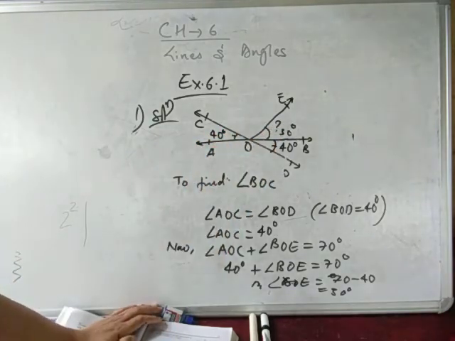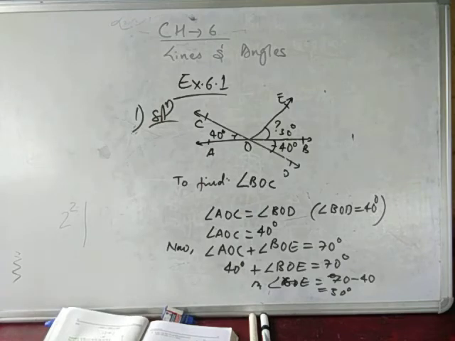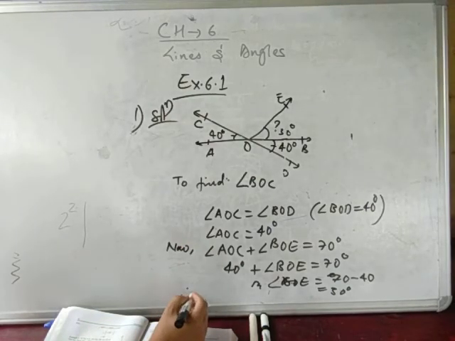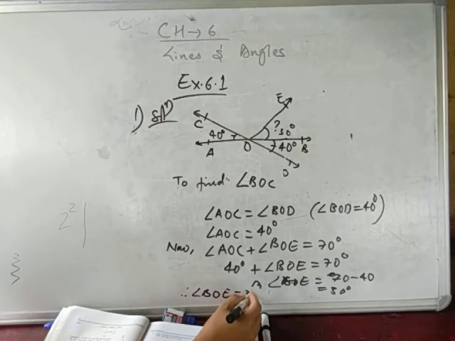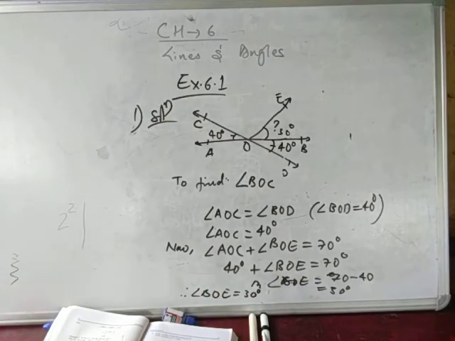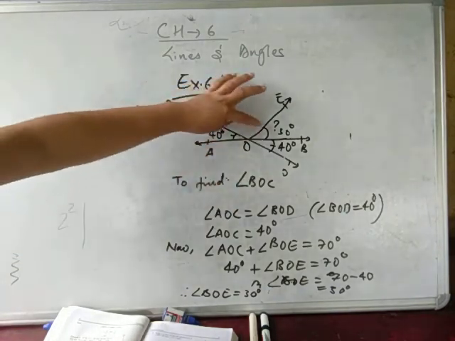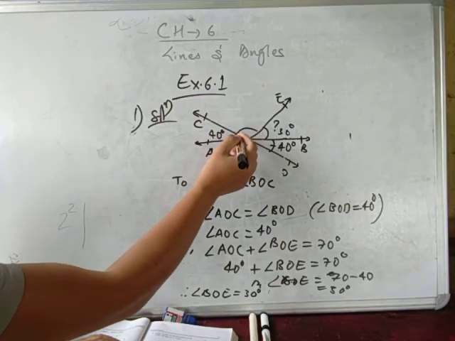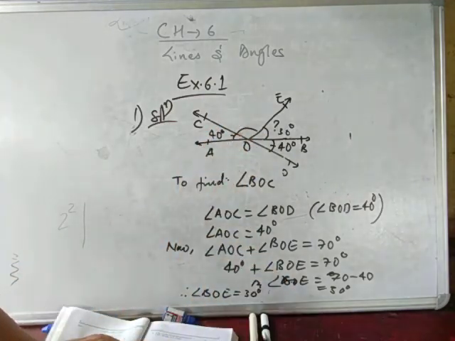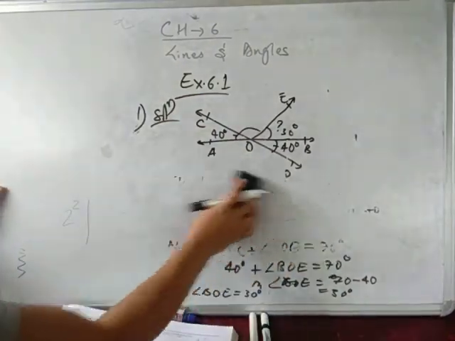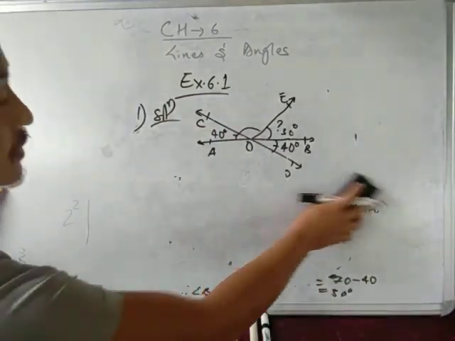this is 30. Now you have to find angle BOE, first part done, isn't it? Therefore angle BOE equals 30 degree. Now you have to find the reflex of COE. So reflex of COE, this is the angle. So we have to find this angle. How? See, second part. Okay, how will you find this one.